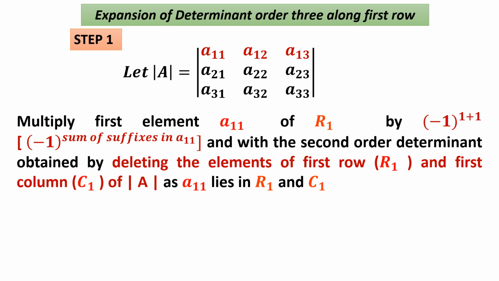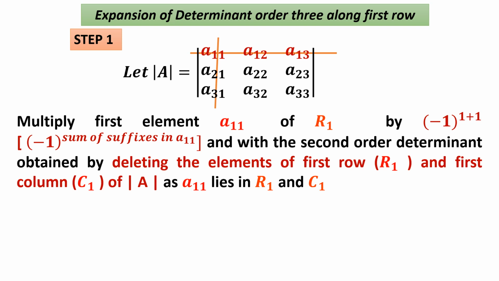Minus 1 whole power sum of the suffixes in A11 with the second order determinant obtained by deleting the elements of the first row and the first column in which the A11 lies. This is the way you have to do. You have to remove the row in which A11 lies, that is the first row, and the column in which A11 lies, that is the first column.